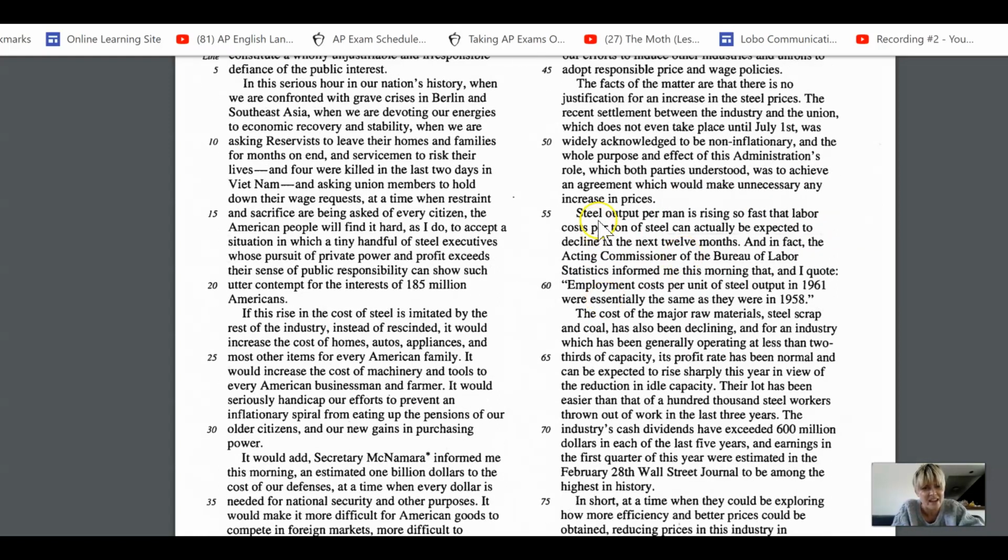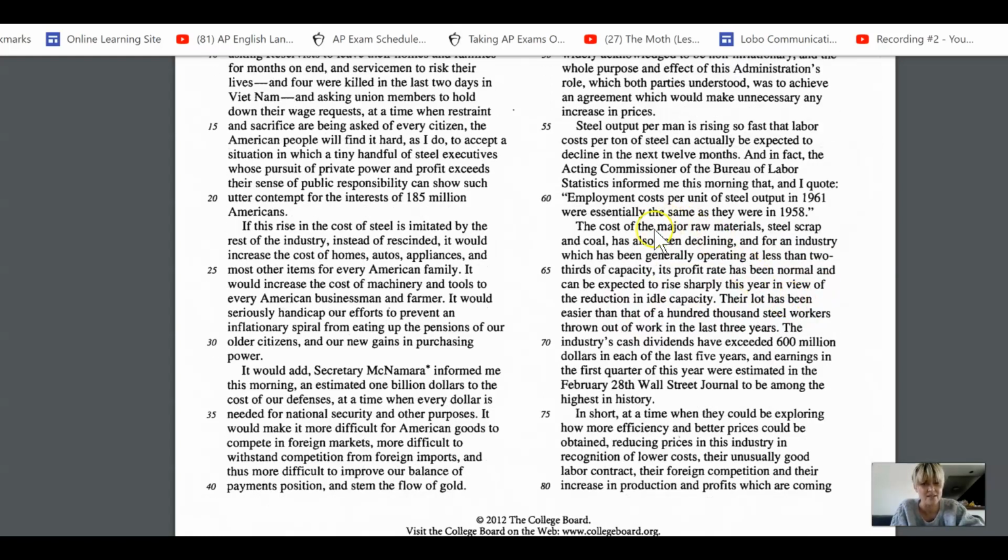Steel output per man is rising so fast that labor costs per ton of steel can actually be expected to decline in the next 12 months. And in fact, the acting commissioner of the Bureau of Labor Statistics informed me this morning that, I quote, employment costs per unit of steel output in 1961 were essentially the same as they were in 1958. So the cost of major raw materials, steel scrap and coal, has been declining. And for an industry which is generally operating on less than 2/3 of capacity, its profit rates have been normal and can be expected to rise sharply this year in view of the reduction of the idle capacity.